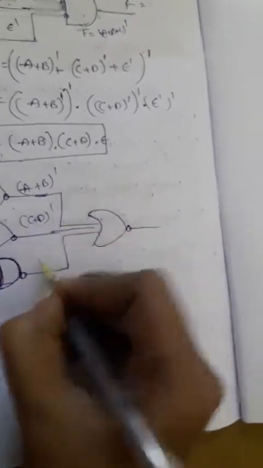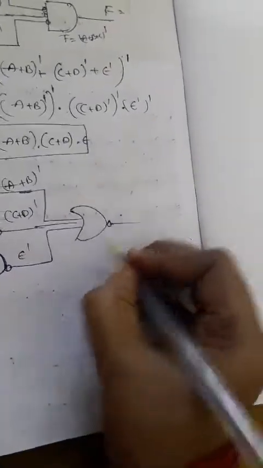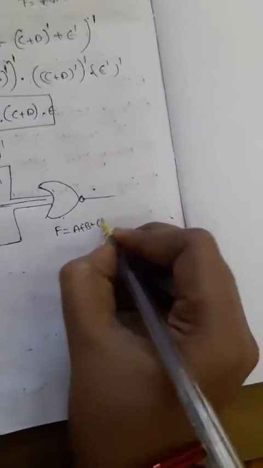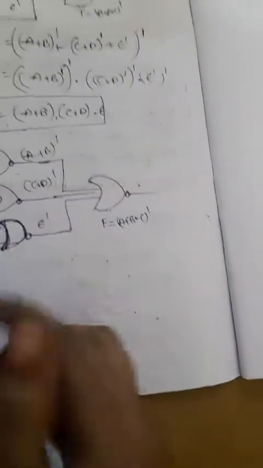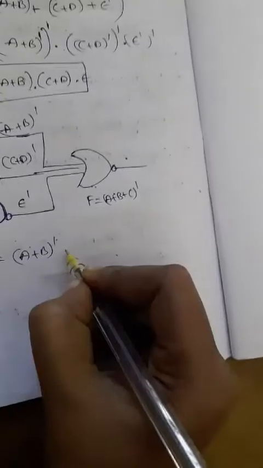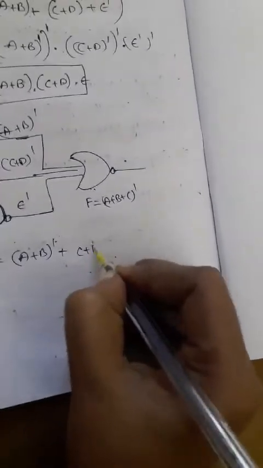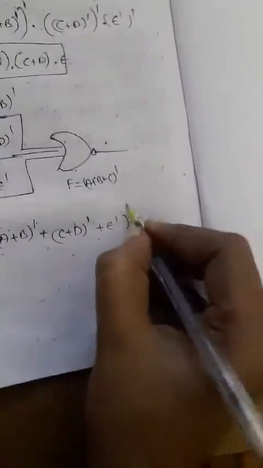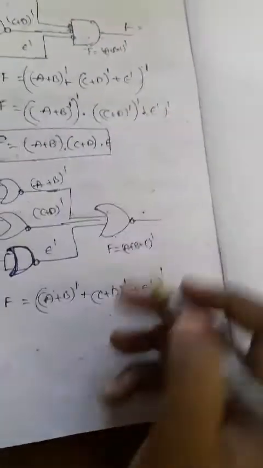So here this function becomes (a + b) complement, (c + d) complement, and this is e complement. Here we get what the function becomes. F is equal to, generally what is a NOR gate function? (a + b + c) whole complement. So for this we can simplify using this rule: (a + b) complement plus (c + d) complement plus e complement, whole complement. In the same way we get the expression.